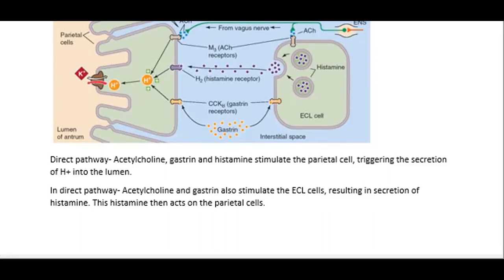And by this, when there is a presence of chlorine within the lumen of the antrum, these H plus ions interact with the chlorine and form the acid in the stomach. This is the normal process occurring in our stomach.